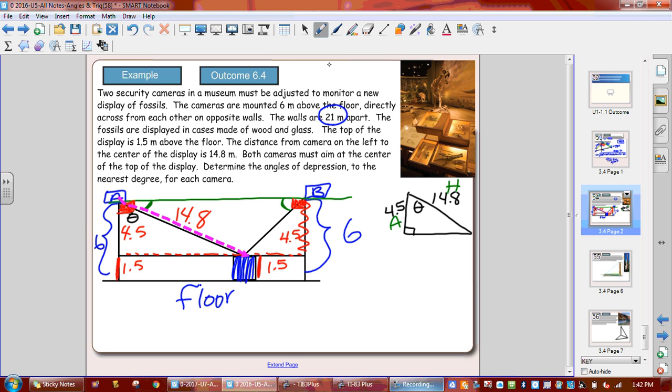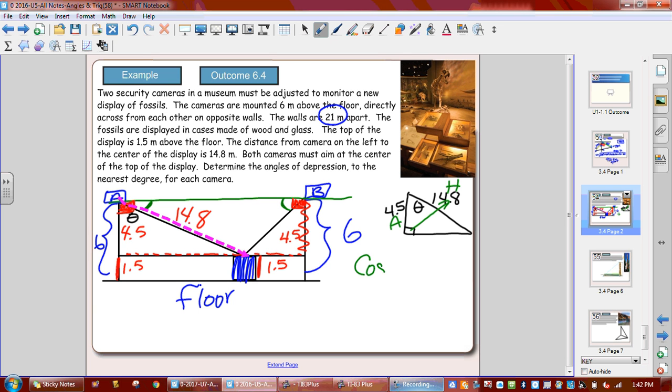We could also use sine law in here if we wanted to, because we do have an opposite pair. We've got 90 across from that guy, but then we got 4.5 across from this bottom angle. We'd have to find that one first, then subtract from 90 to find that one. But that's using sine law. SOHCAHTOA works much better in this case. So we're going to use cos, because we have A and H.